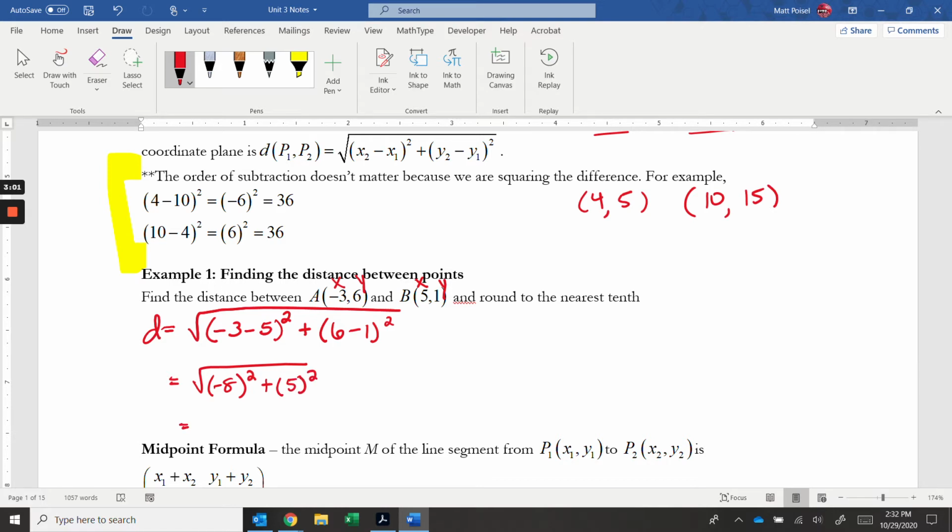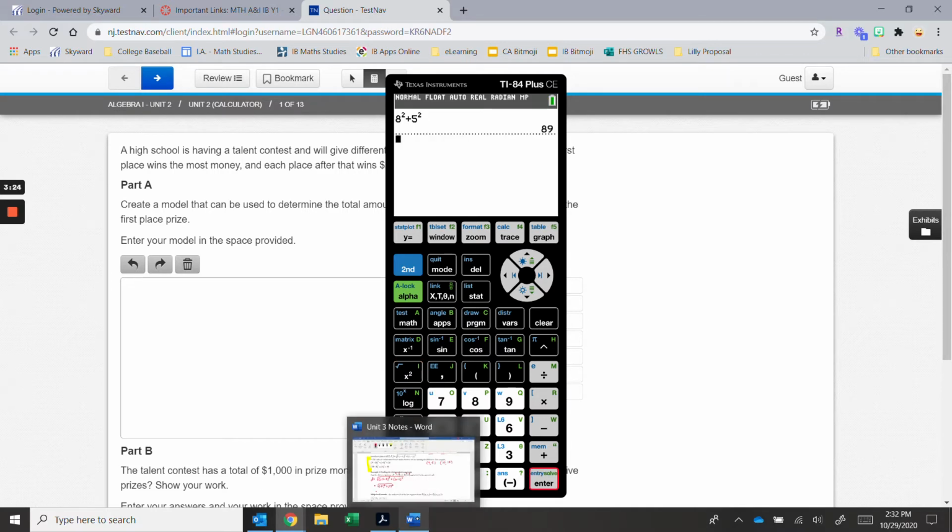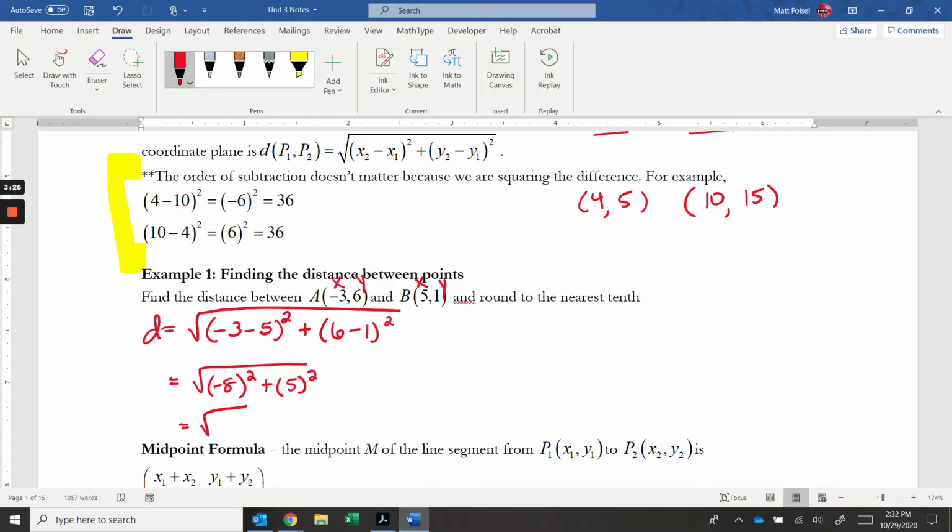Now, this one's not too bad, but I'm okay if you use your calculators for some of these. So here on the screen, here's what I would rather you do. Again, the negative doesn't really matter. Like we've talked about before, I would prefer if you just grab your calculator and do 8 squared plus 5 squared. The signs don't matter because -8 times -8 is going to be the same. That tells me that's 89. So the distance between those is the square root of 89.